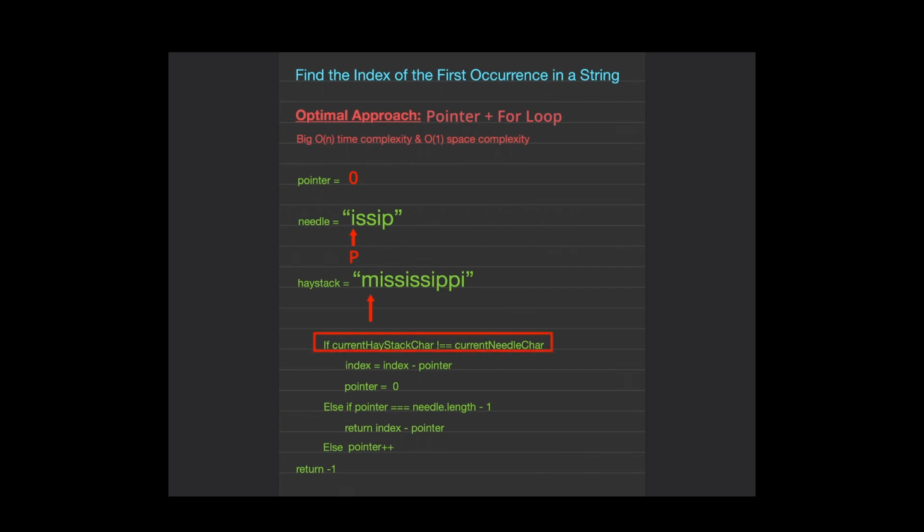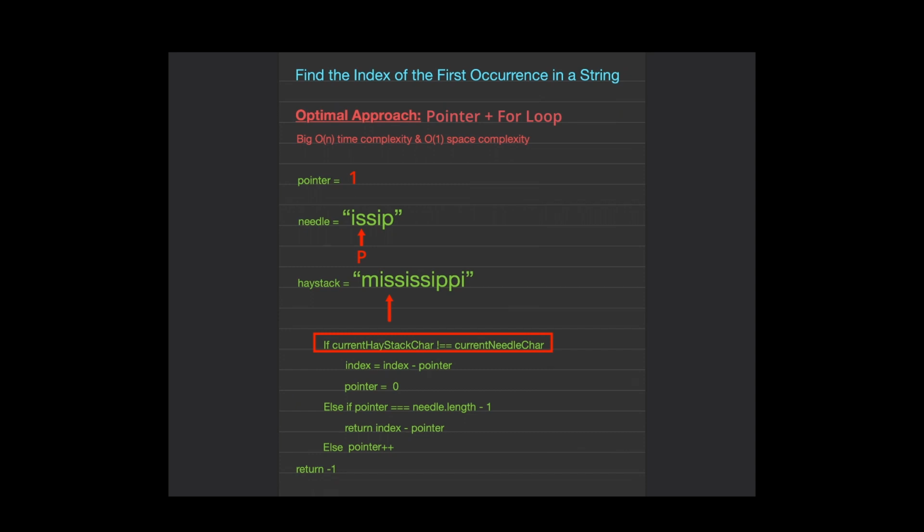The characters i and m do not match, so our if condition triggers. Index minus pointer keeps our index at 0, and pointer gets assigned 0. Our for loop iterates, and index is now 1. The characters i and i match. Our first two conditions evaluate to false, and the pointer increments to 1.